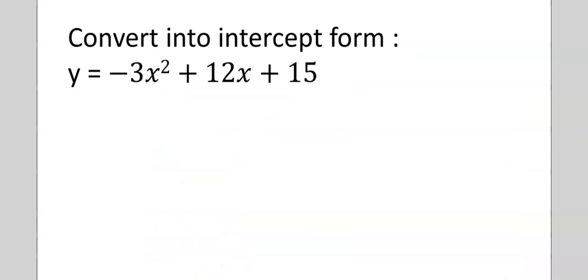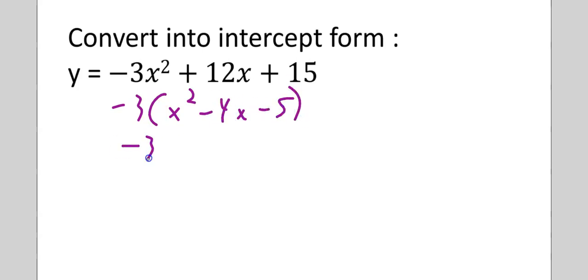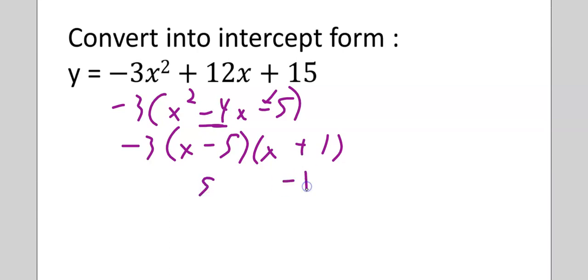Convert into intercept form. So first off, we're going to factor out the GCF. Leave the -3, and then factor. I need two numbers that multiply to 5 that differ by 4. Well, that's 5 and 1. I want more negatives, so there we go. All right? And just for the heck of it, my intercepts would be 5 and -1.